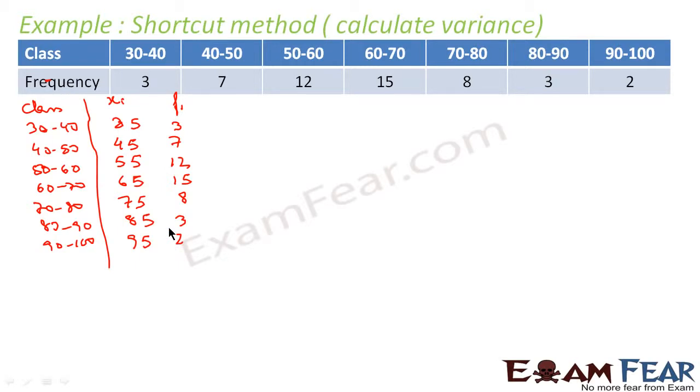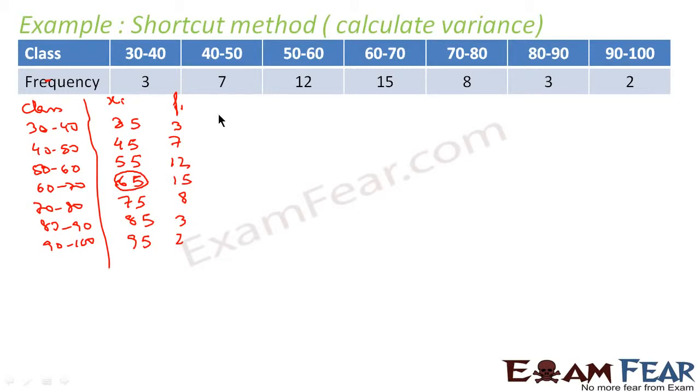Now we have to assume a mean. So this 65 is somewhere in the center, right? So we can assume 65 is the mean, because the frequencies are small at both ends and 65 looks to be the mean. We can assume 65 to be the mean.